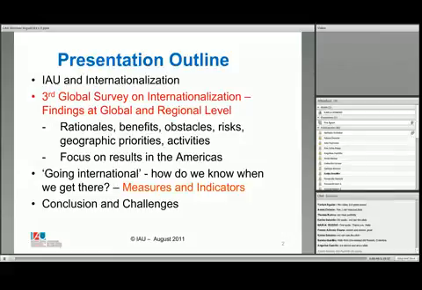And since this presentation is also going to address the notion of indicators, I'm going to try and spend a little bit of time looking at going international, what this means, but most of all, how do we know when we get there? So how do we measure, what do we measure, and what can we consider to be some of the indicators? And of course, I'll conclude with some conclusions and challenges, most particularly in the areas of the results we received, but also the challenges linked to measuring internationalization.